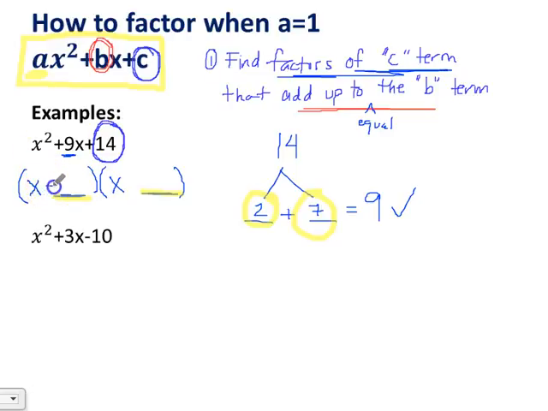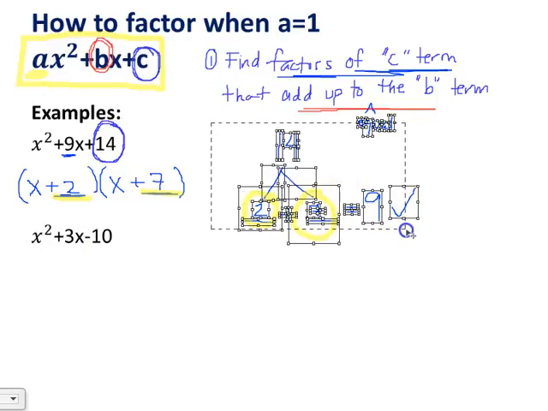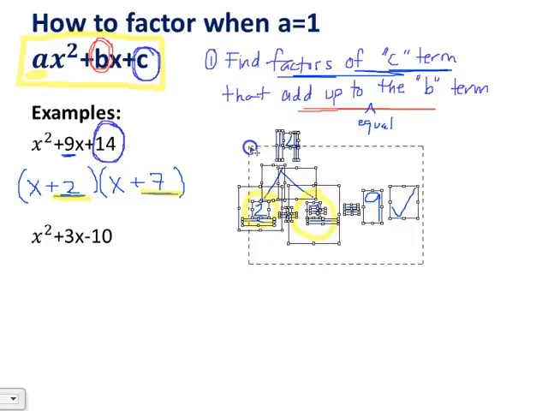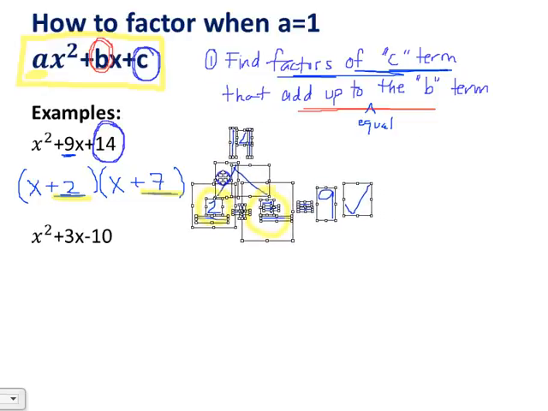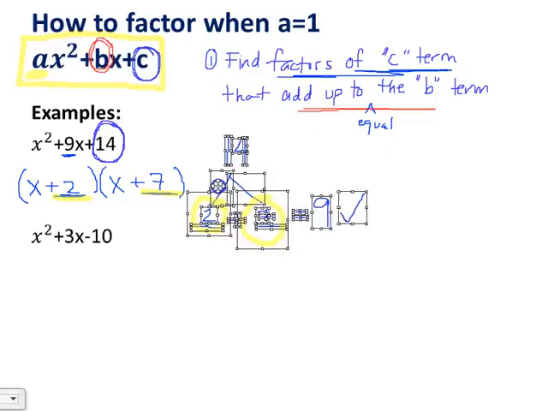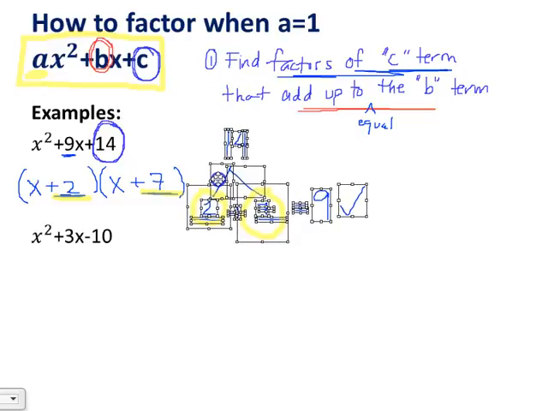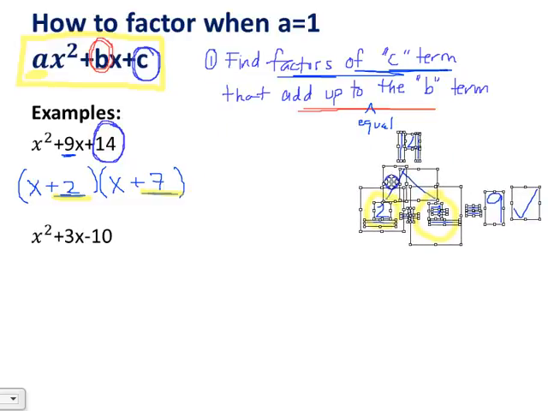So I'm going to have plus 2 and plus 7. And those are factored now. So we can check our work. We can always go back and check our work. So I'm going to move this over a little bit. I want our work to stay here. Let's go over here. That's our work.